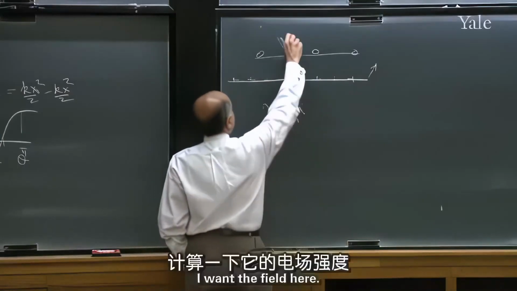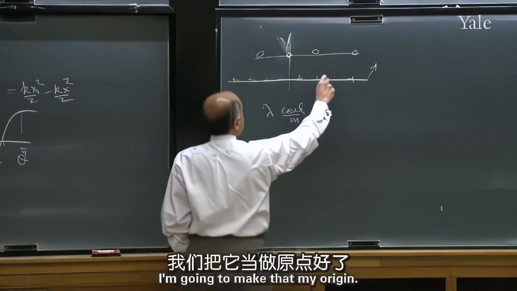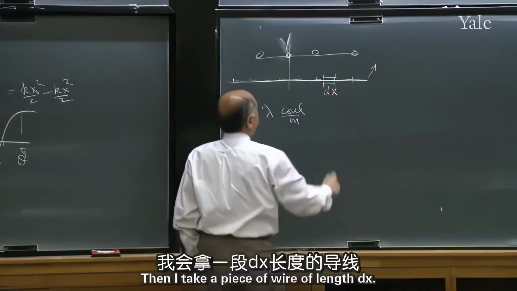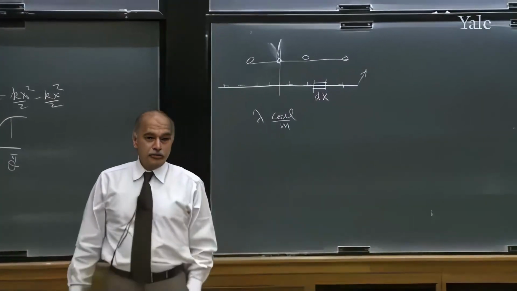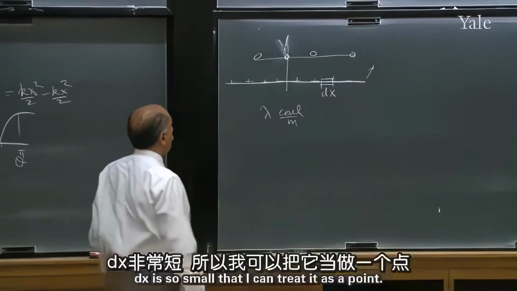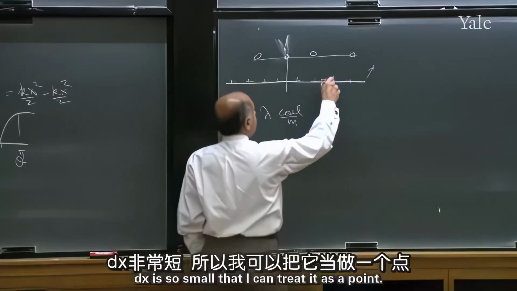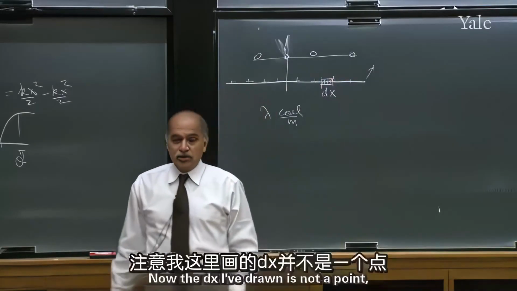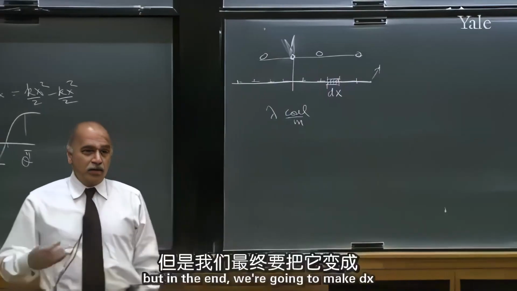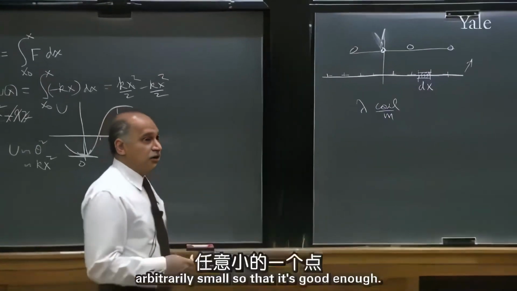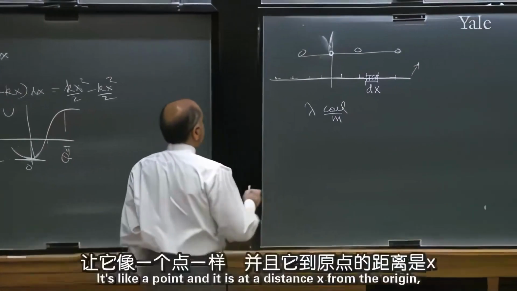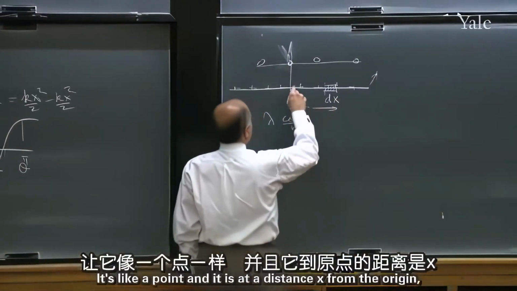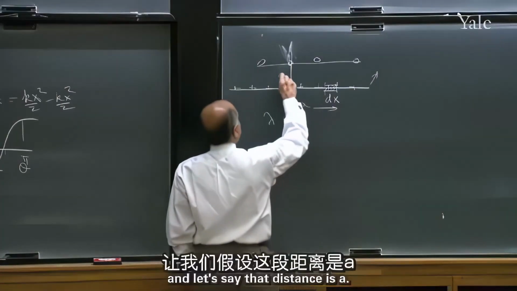I want the field here. I'm going to make that my origin. Then I take a piece of wire of length dx. dx is so small that I can treat it as a point. Now, the dx I've drawn is not a point, but in the end, we're going to make dx arbitrarily small so that it's good enough. It's like a point, and it is at a distance x from the origin, and let's say that distance is a.